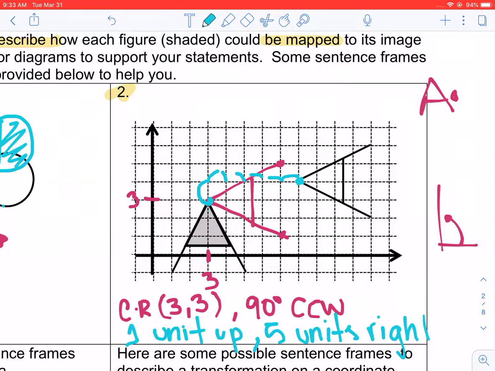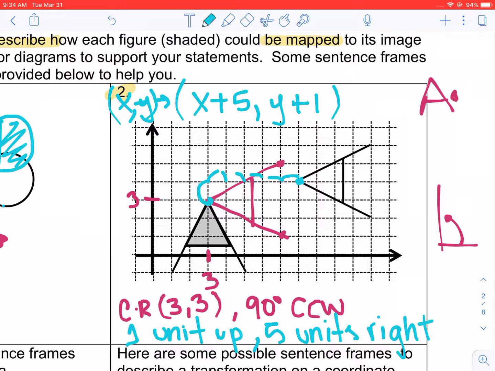You can write this any way. I'm trying to be very simple. If you want to be very fancy and say that I'm moving x plus 5 and then y plus 1, and then you want to write the transformation this way, go ahead. I'm just trying to make it really easy.